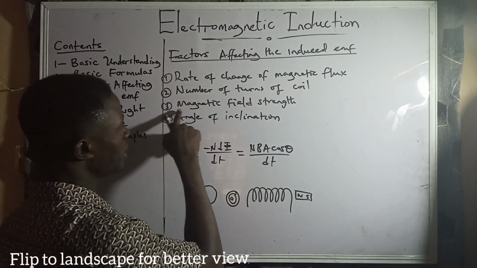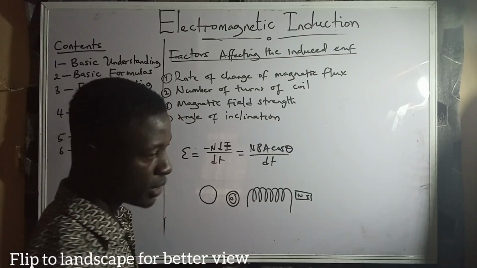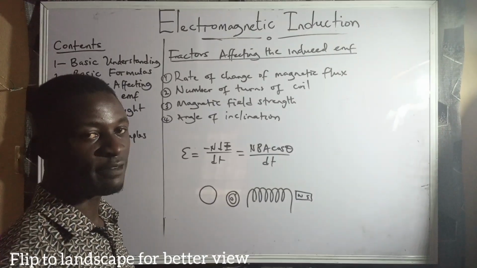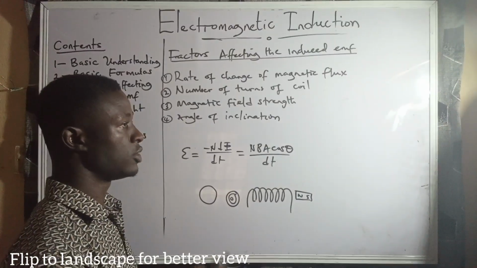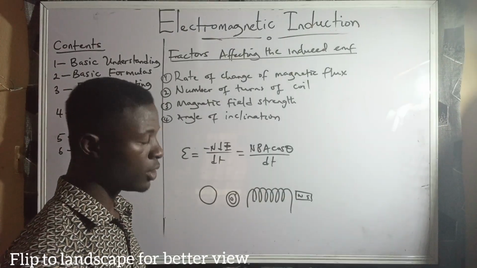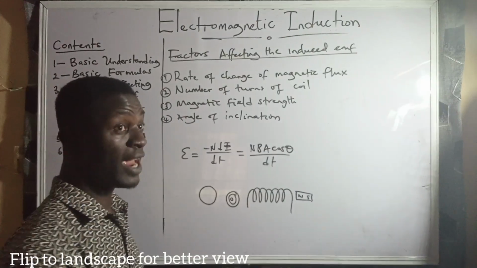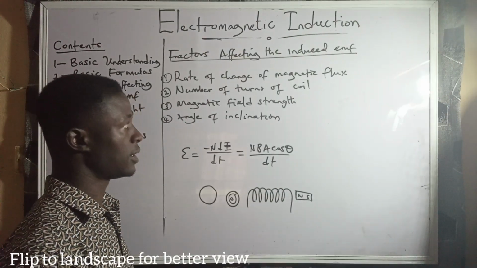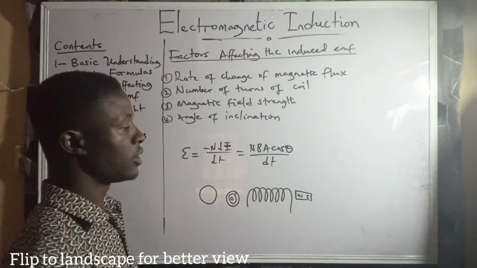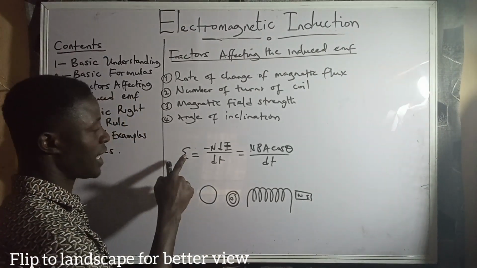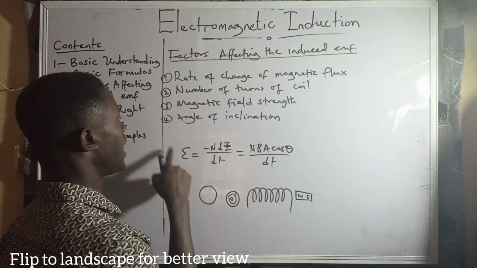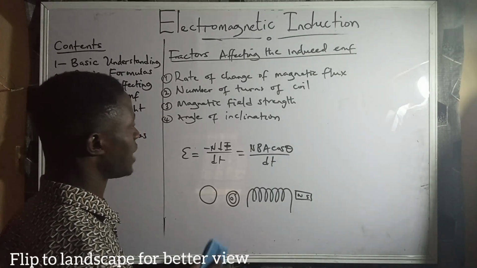Then the third one is magnetic field strength. If you are using a magnet that has a very low magnetic field strength, your induced EMF will be very small. But if you are using a magnet with a very high magnetic field strength, you are going to have a very high induced EMF. And then the last one is the angle of inclination.